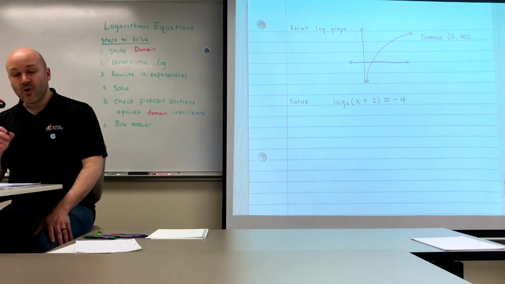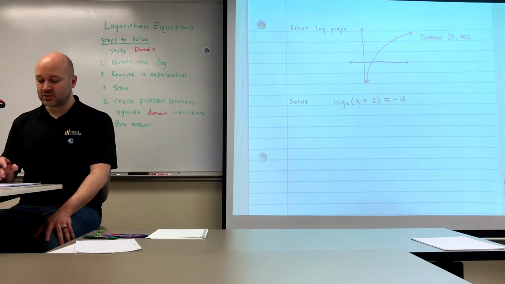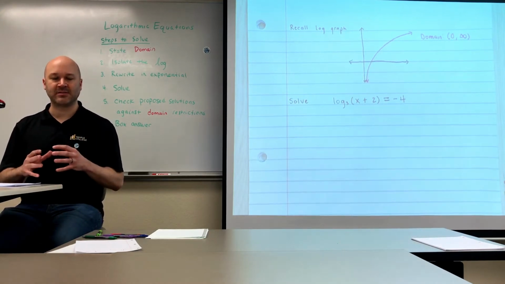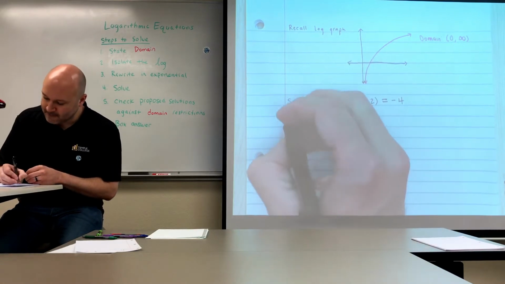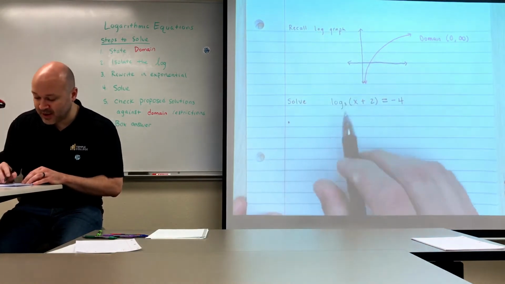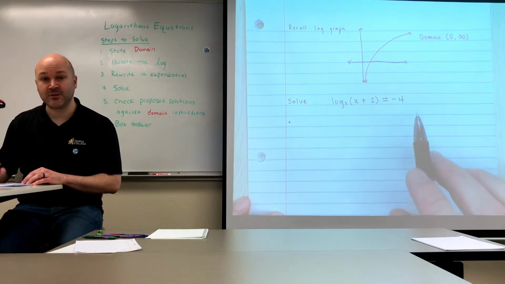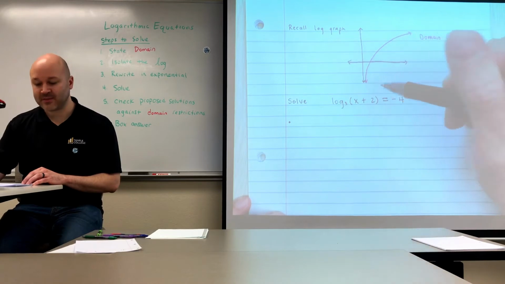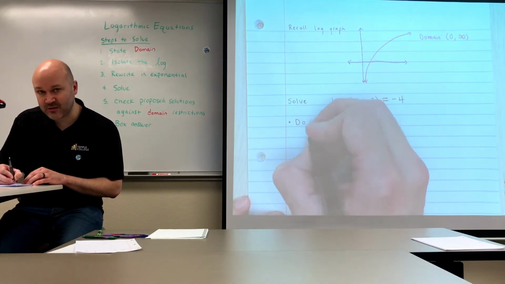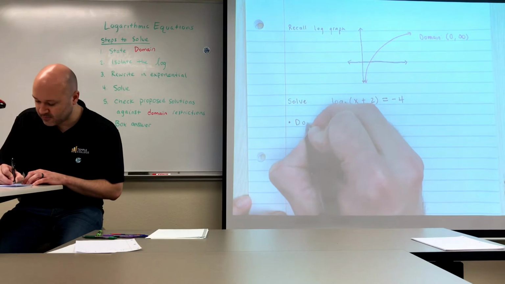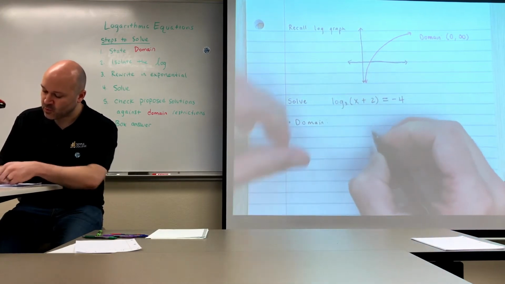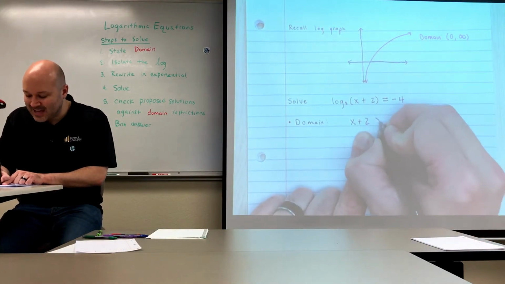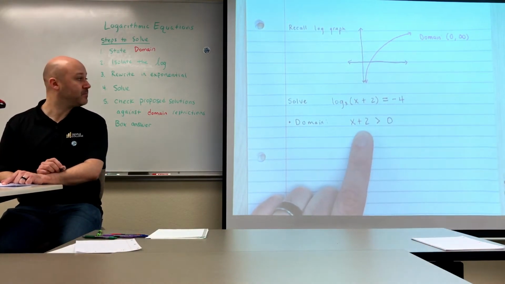So when I go off to find the solutions to a logarithmic equation, the very first thing I need to do is concern myself with the domain. So I'm going to find the domain of this logarithm. To do that, the argument must be positive. So to find the domain, I'm going to set the argument greater than 0 and solve. Whatever's inside my parentheses, x plus 2, we call that the argument. It has to be positive.